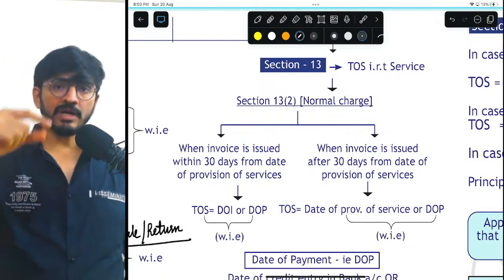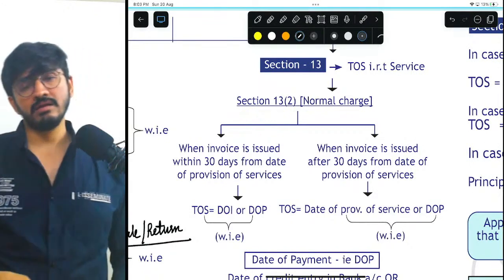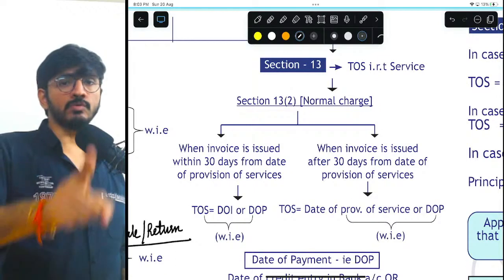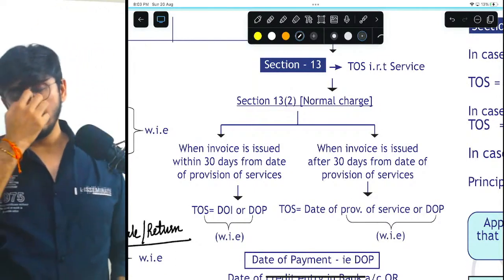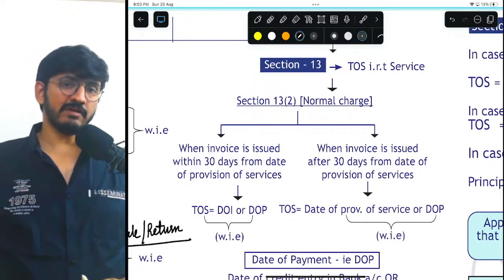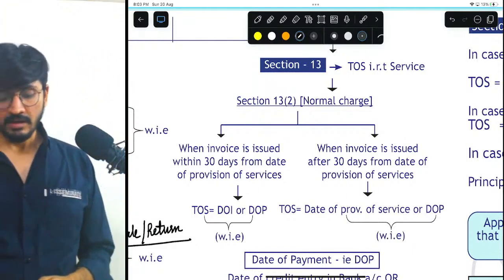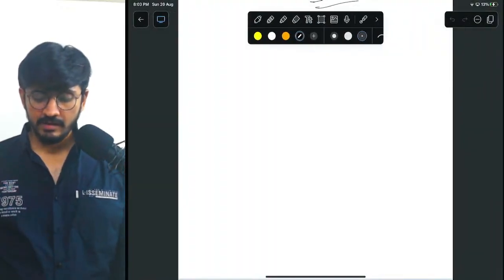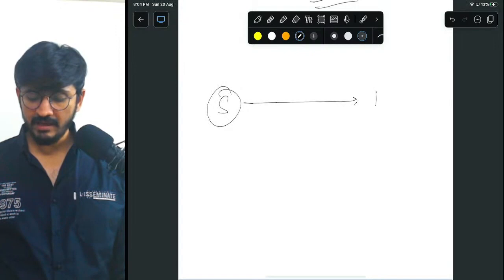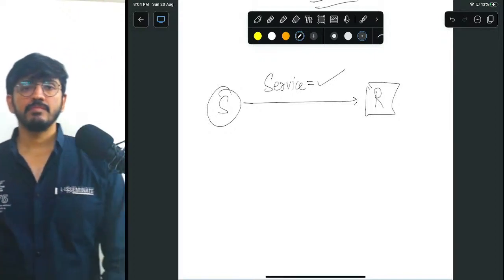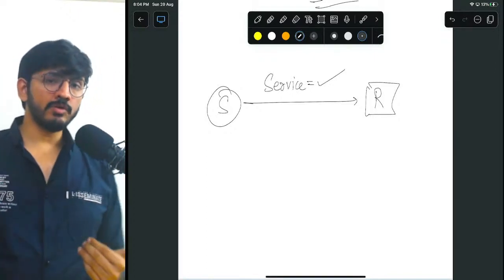We will again look at it from the perspective of the supplier, because the supplier pays tax here. Only then will you think of 13.2. And whenever the supplier pays the tax, you will view the entire transaction from the supplier's end. So when a supplier is supplying goods or, in this case, service, it is very important for you to understand.